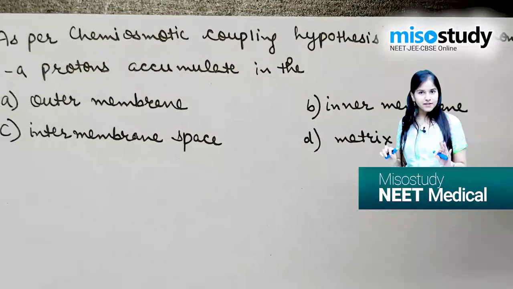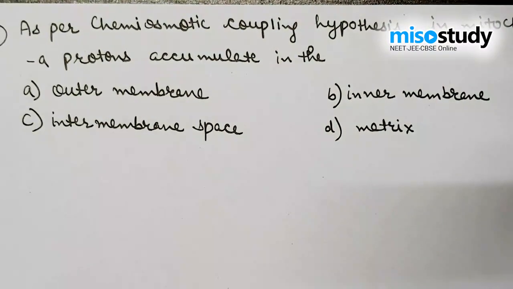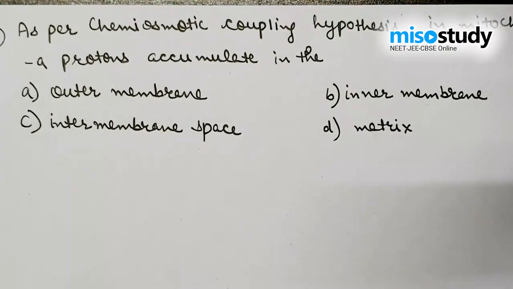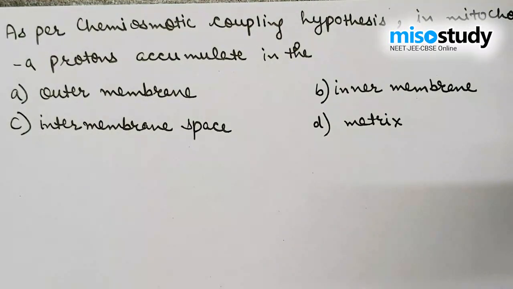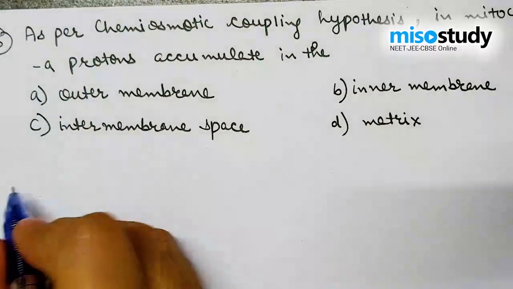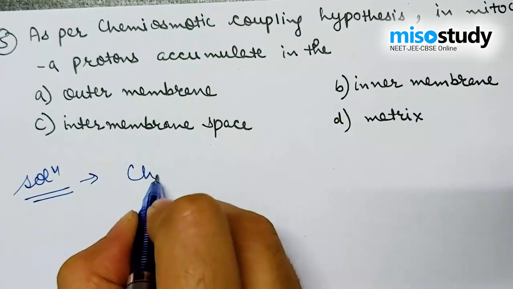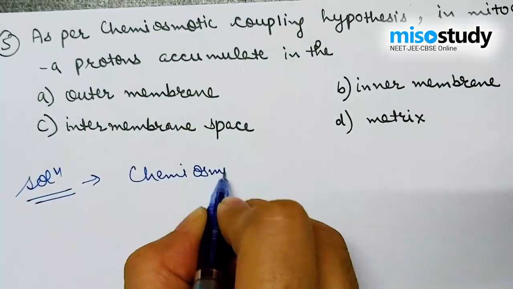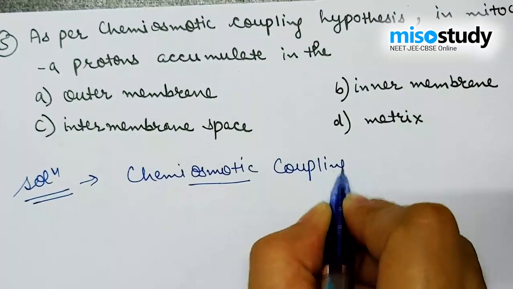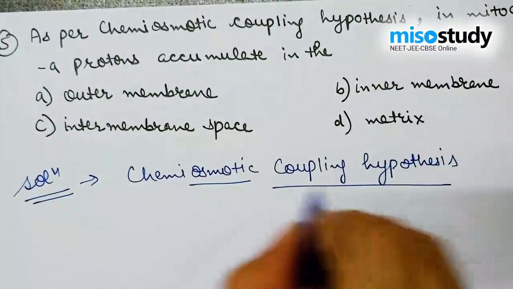The next question is, as per the chemiosmotic coupling hypothesis, in the mitochondria, protons accumulate in the outer membrane, inner membrane, intermembrane space, or the matrix. We will discuss this by first discussing the chemiosmotic coupling hypothesis. What actually is this hypothesis?